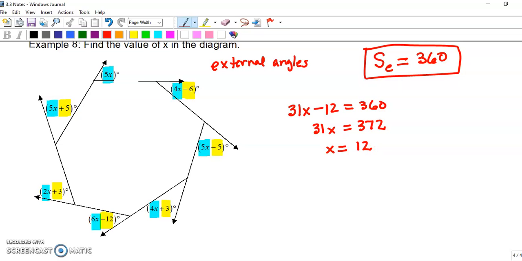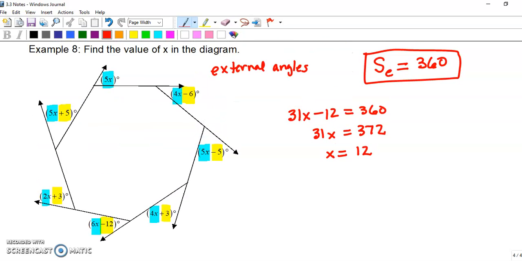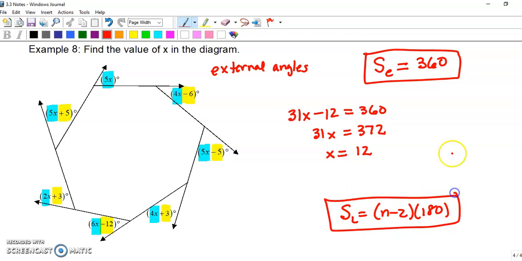So that's the nice thing about that diagram. For any other, if you need interiors, you need to use that n minus 2 times 180. If you need the sum of the exteriors, it's 360. Those are your two important formulas. Depending on what kind of polygon you have, those are the two important formulas from this section.